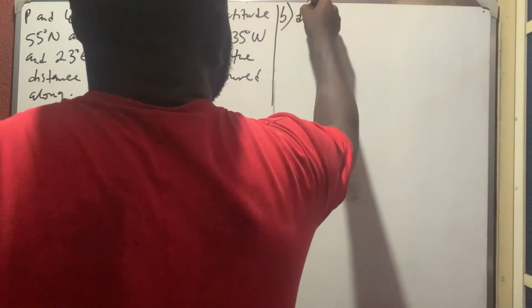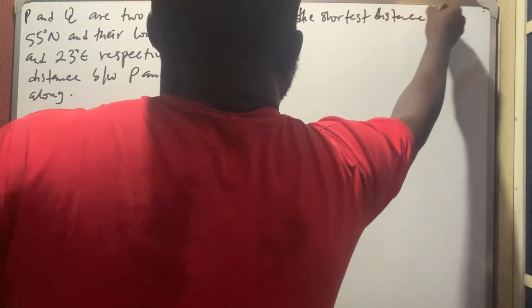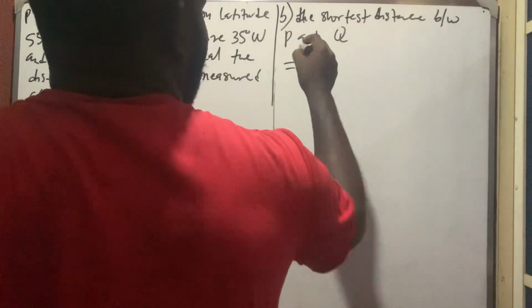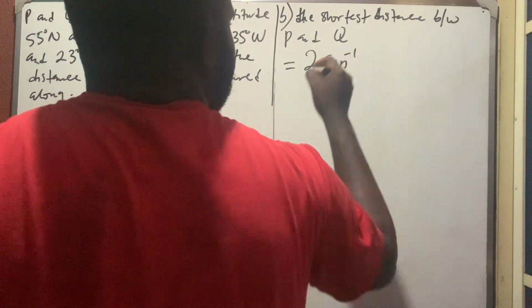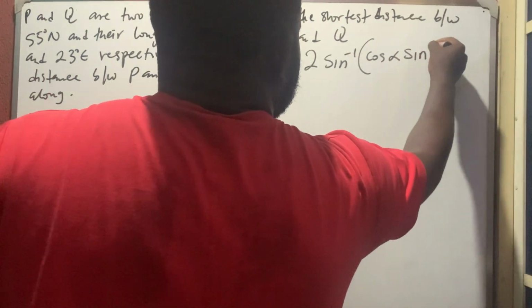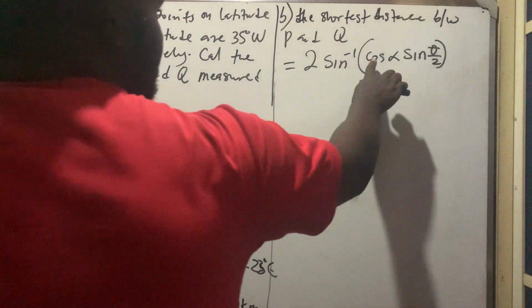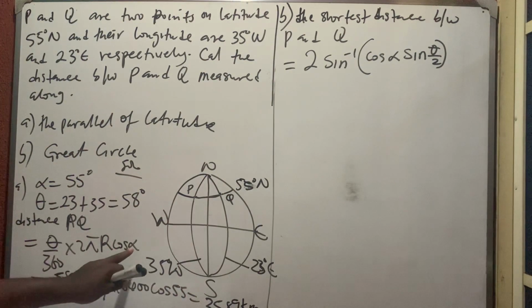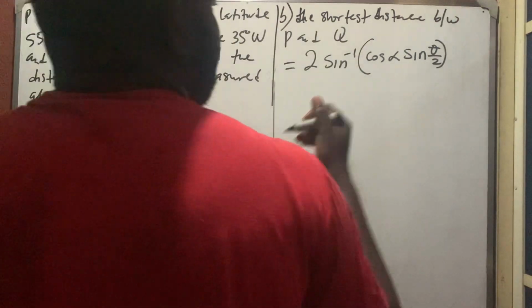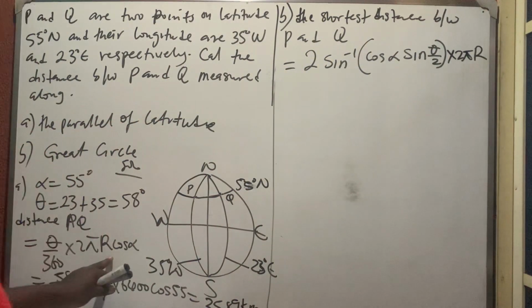So the shortest distance between P and Q is a very simple formula: 2 sine inverse of cos alpha, then sine theta divided by 2. You should not confuse when to use sine and when to use cos. Always my cos goes with alpha, but the sine should be sine theta over 2. Then you have times 2 pi R. 2 pi R is always there.